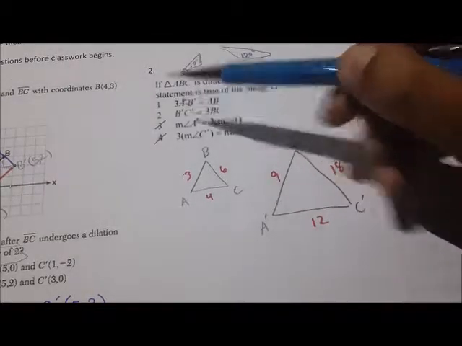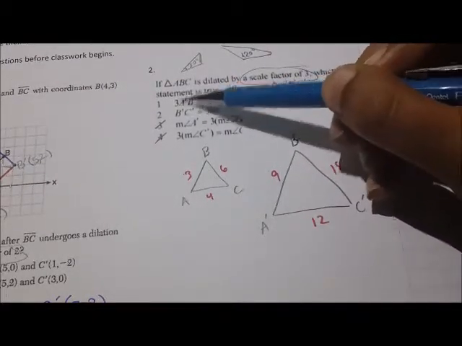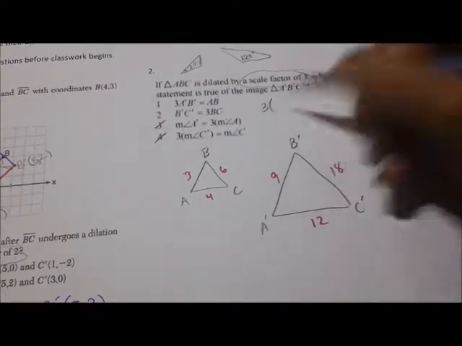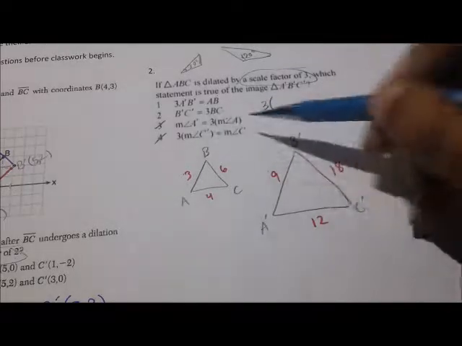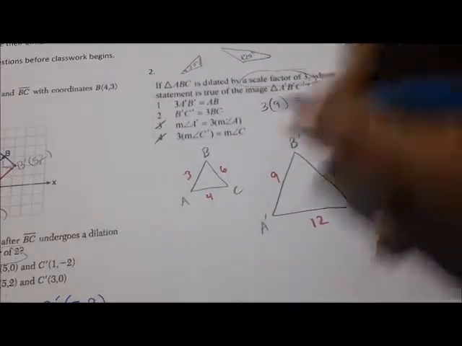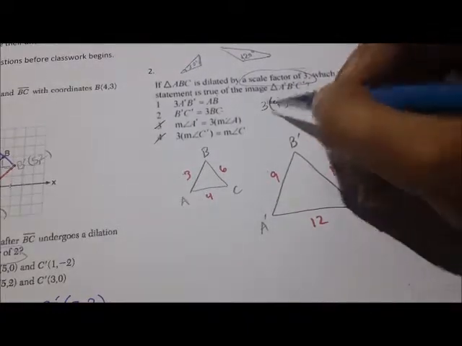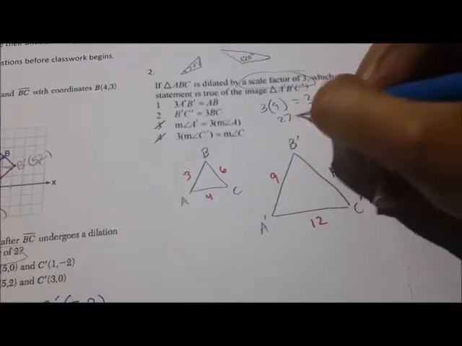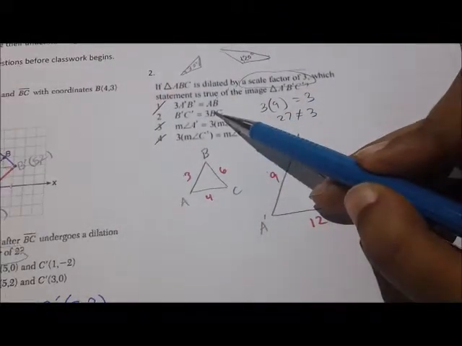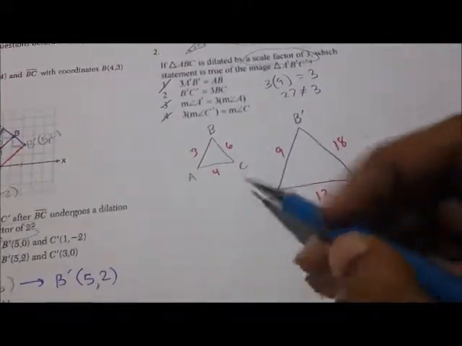So it says, for number 1, 3 times A prime B prime is equal to AB. Well, let's see. If we write that out as an equation, 3 times A prime B prime, well, that's 9. And it says that's equal to what AB is, which is 3. Well, 3 times 9 is 27. That clearly does not equal 3, so that's wrong. So our answer choice is just 2, but let's just double check that.